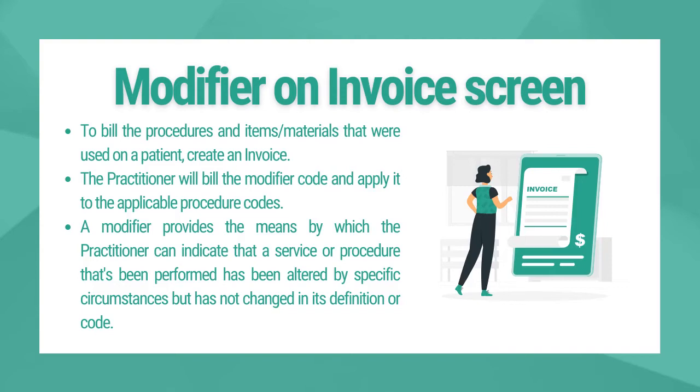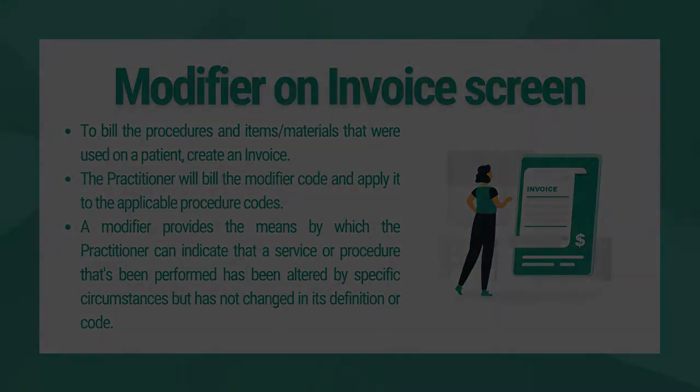The practitioner will build a modifier code and apply it to the applicable procedure codes. A modifier allows the practitioner to indicate that a service or procedure that has been performed has been altered by specific circumstances but has not changed in its definition or code.